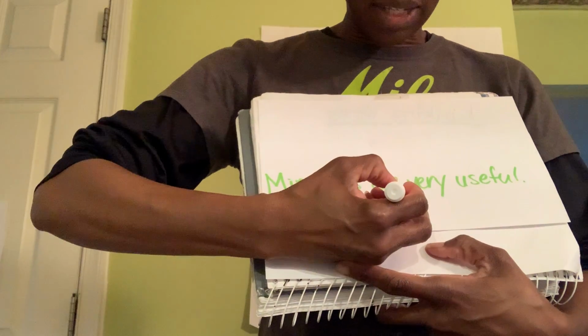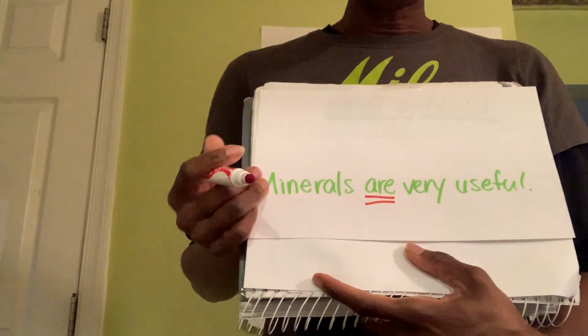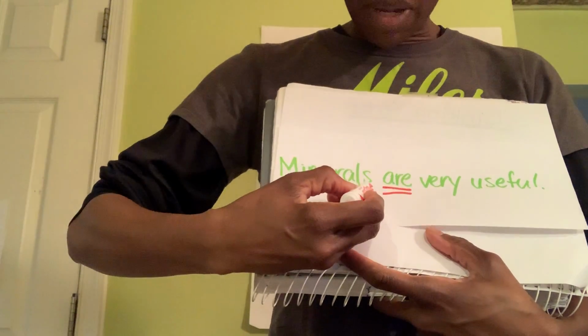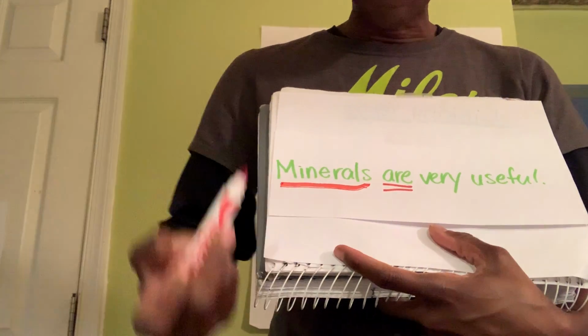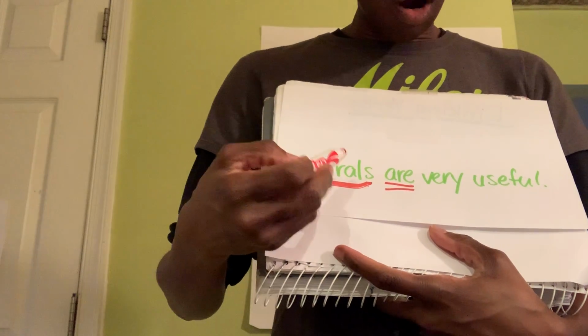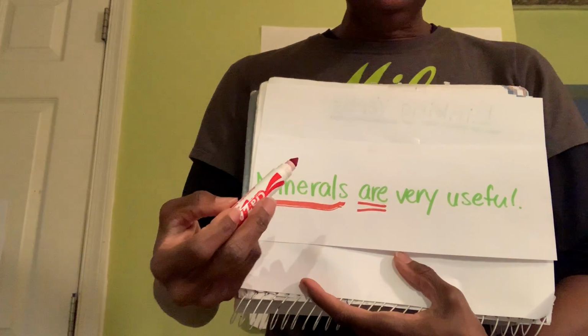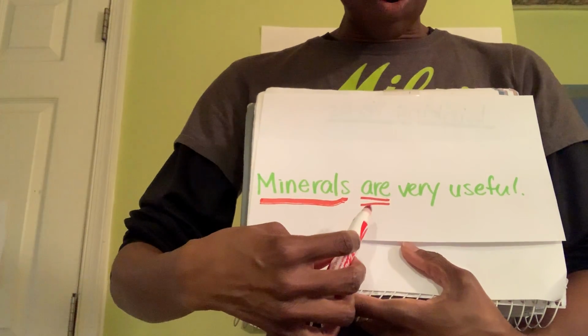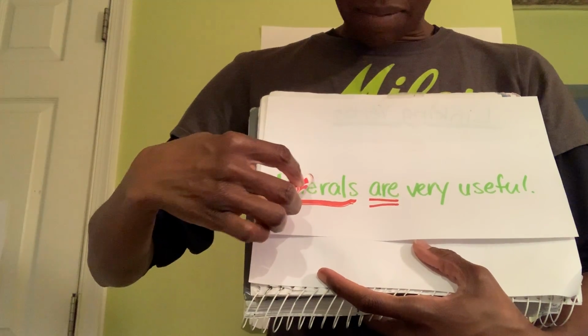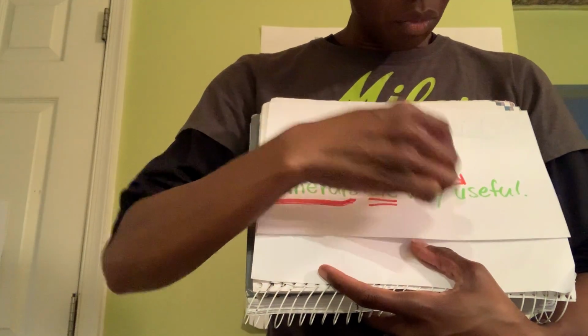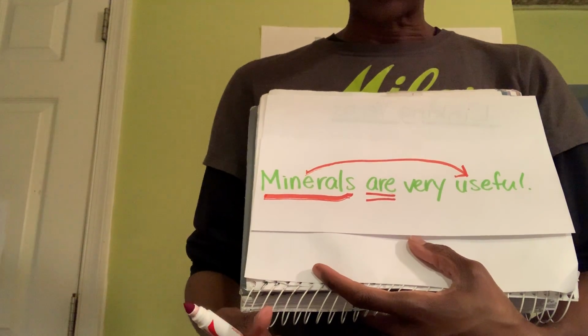So I'm going to underline it twice. And who or what are? The minerals are. That's our subject. So minerals are who or what? They are useful. All right, our linking verb are is connecting minerals to useful. All right, it's doing its job.